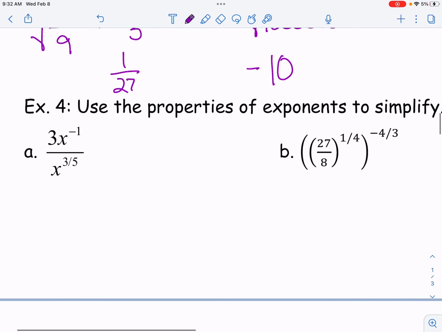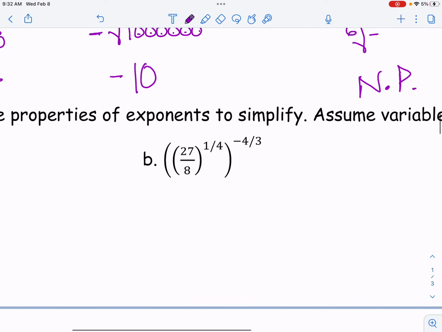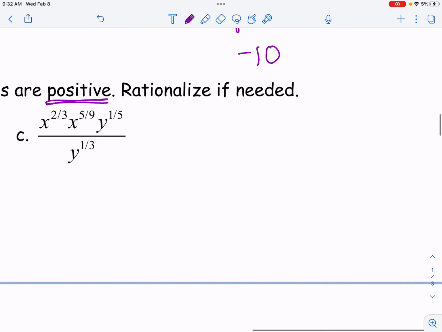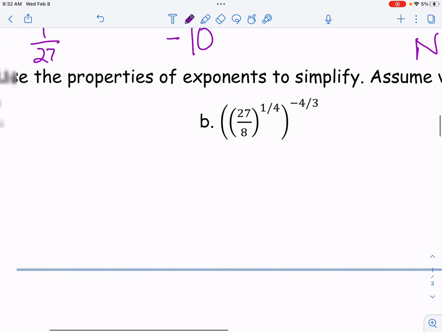When you're using exponents, the same rule applies: first of all, you can't have a negative exponent. Second of all, you cannot have a rational exponent in the denominator, because that's like having a radical in the denominator, and you cannot have a radical in the denominator. So we have to simplify this. We want our exponents to be positive, and we want to rationalize if needed.